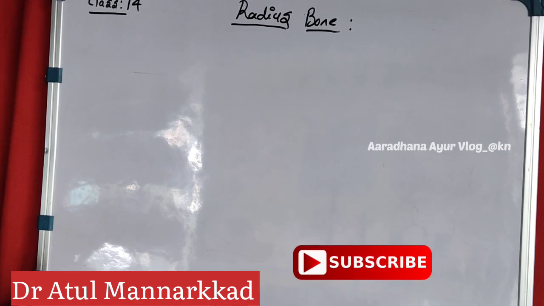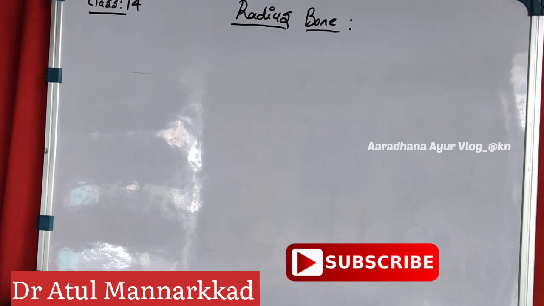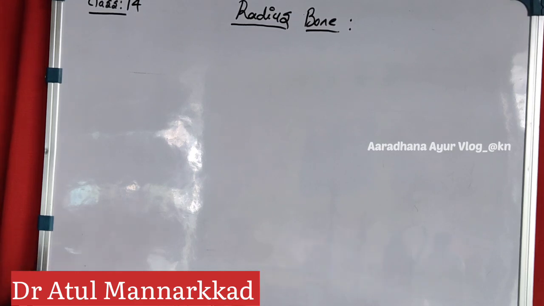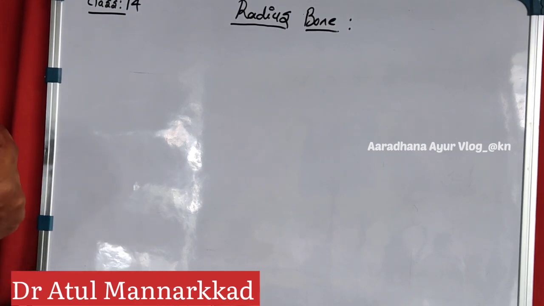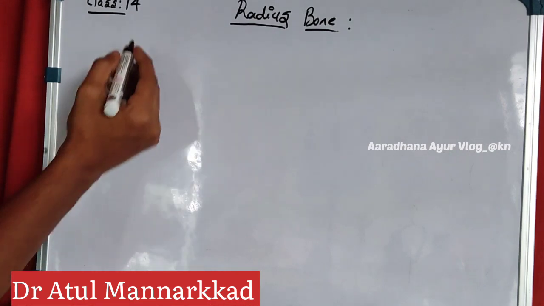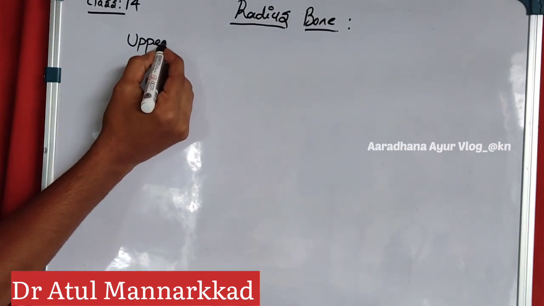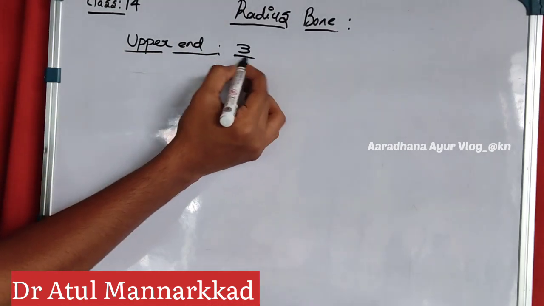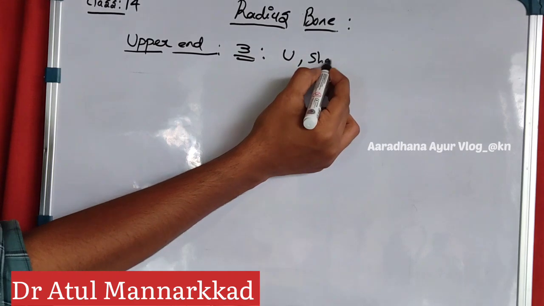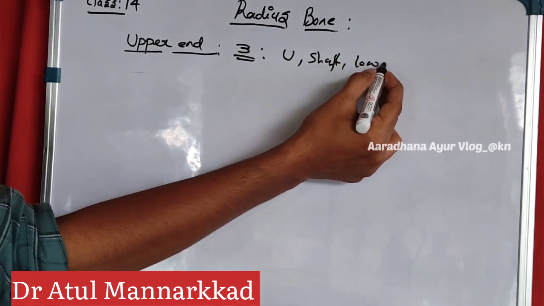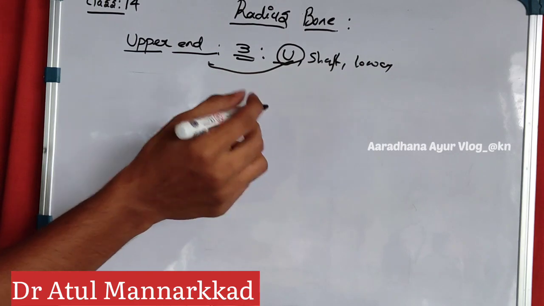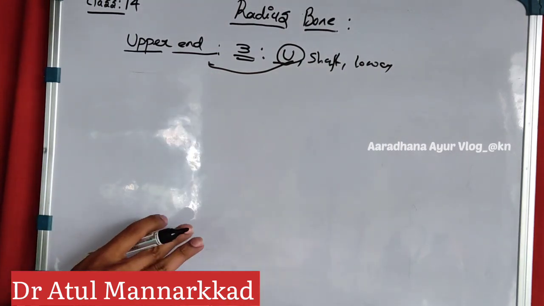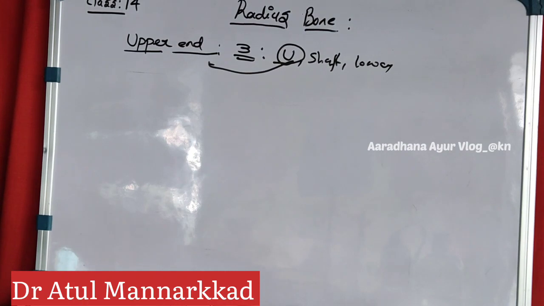So let's go into the session, that is radius bone. Radius bone we had seen in the introduction part. Now let's discuss each end, that is the upper end, shaft, and the lower end in detail. So we'll be starting from the upper end. We can say totally three parts are there: upper end, shaft, and the lower end. Right now we are discussing the upper end. Let's see what are the peculiar things in the upper end.